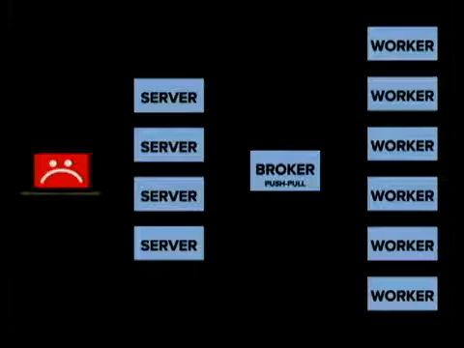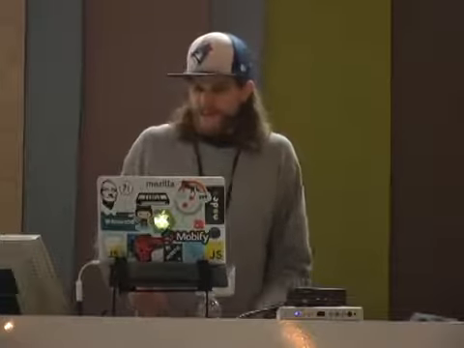The new problem is that this is now a one-way path, right? So a job comes in to a server, the server passes it to the broker, the broker passes it on to one of the workers, but then what happens after that? That's cool, but now we've lost the user. The user's no longer engaged, right? So that's the next problem we're going to solve.